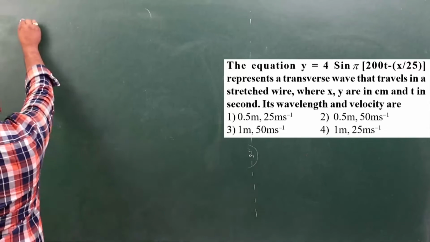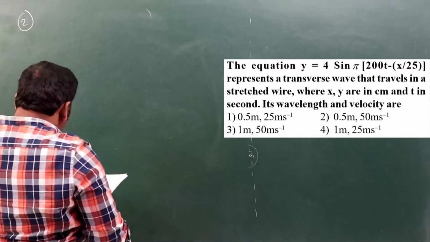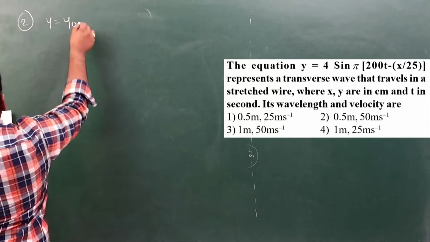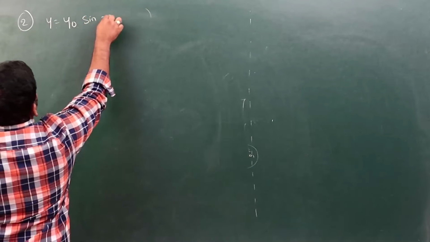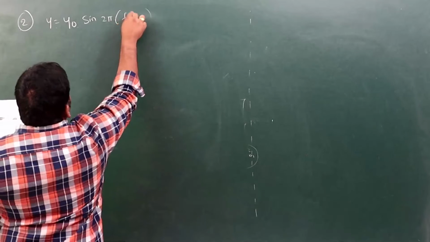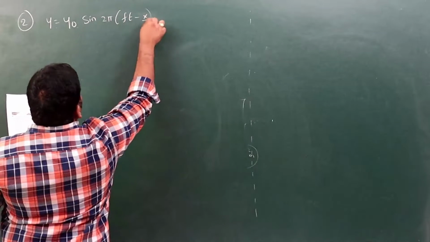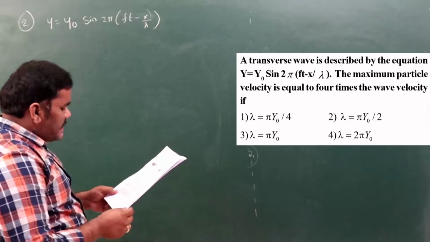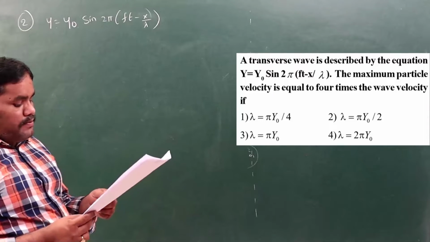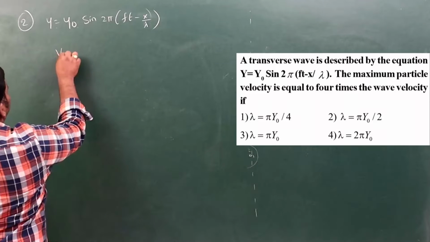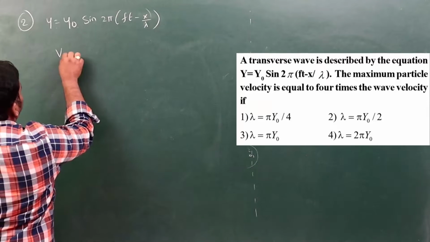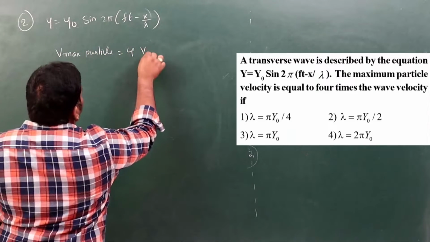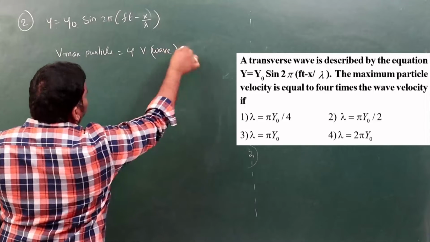Next, question number 2. A transverse wave is described by the equation y is equal to y naught sine of 2 pi (ft minus x by lambda). The maximum particle velocity is equal to 4 times the wave velocity. So the maximum particle velocity, V max, is equal to 4 times the velocity of the wave.